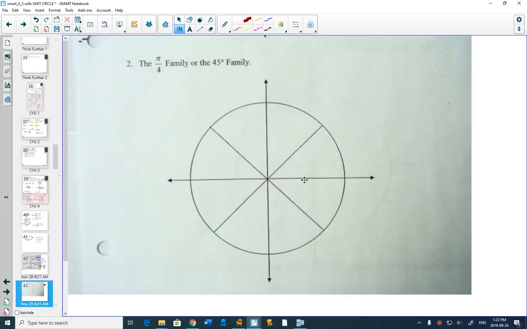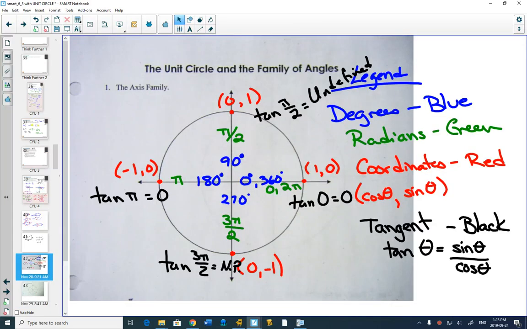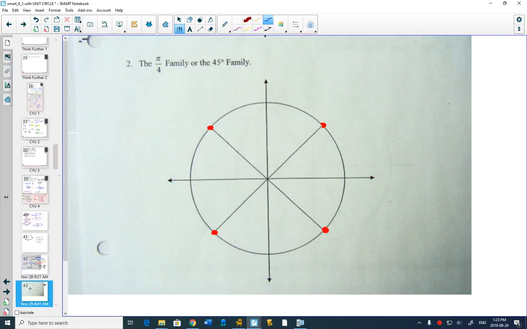Now our second family is looking at all of the 45-degree family. What makes something a family, again, is based on reference angles. For the 45-degree family, all of these points on the unit circle have a reference angle of 45 degrees. So in quadrant 1, again, what color did I pick for degrees? I picked blue. So in quadrant 1, this angle would be 45 degrees in standard position.